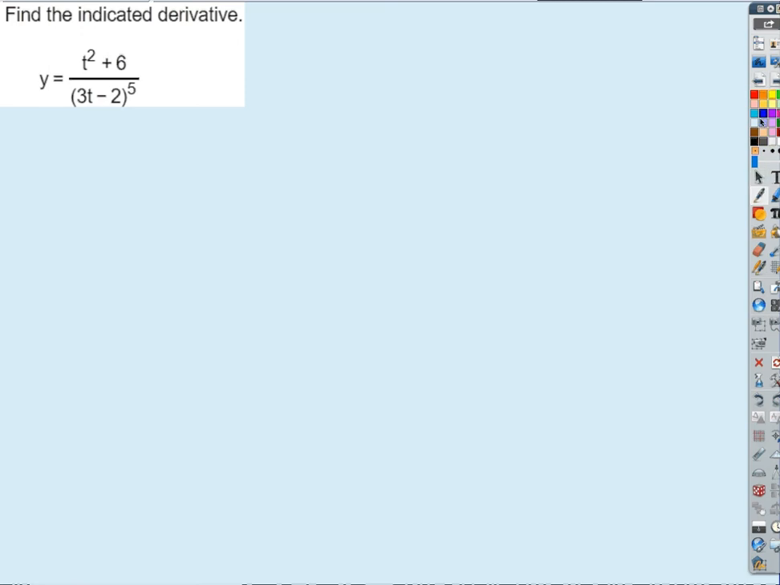So how would you probably rewrite this? You could use the quotient rule. Right, we could make it a product rule. That probably would be a little easier than the quotient rule. So we could write this as t squared plus 6 times 3t minus 2 to the -5. Good, and now if I do my derivative, I'm going to get what?